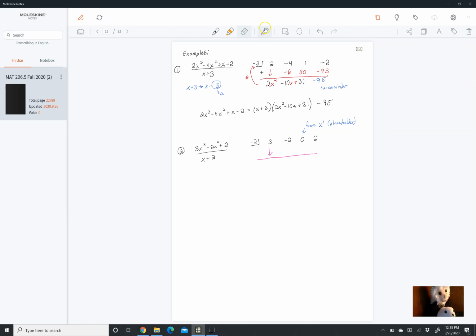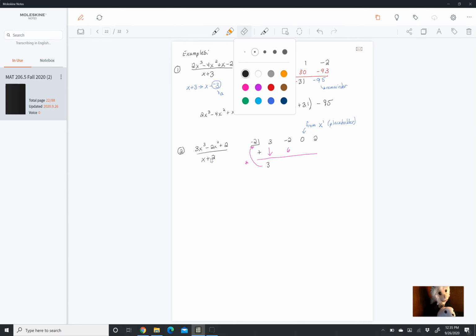So the 3 gets carried down. Okay, and now the next thing that we do in long division is we multiply the quotient and the divisor. So this row gets multiplied. 3 times -2 is -6. And then we're adding. We add the 2 rows. We're adding instead of subtracting because we reversed the sign here.